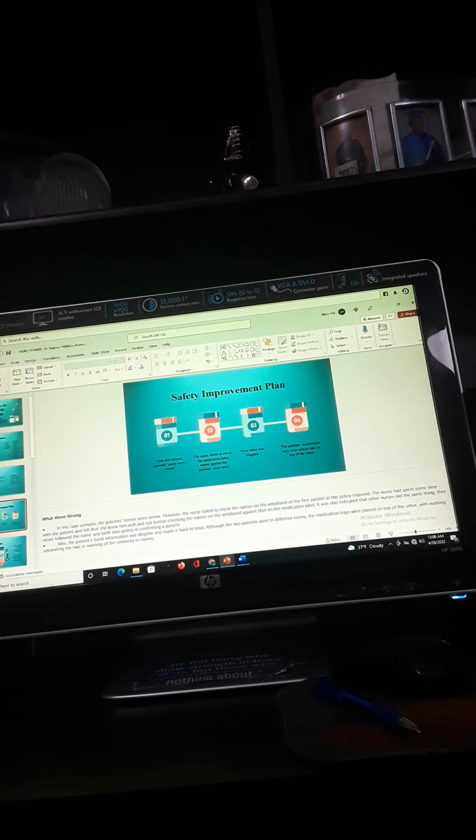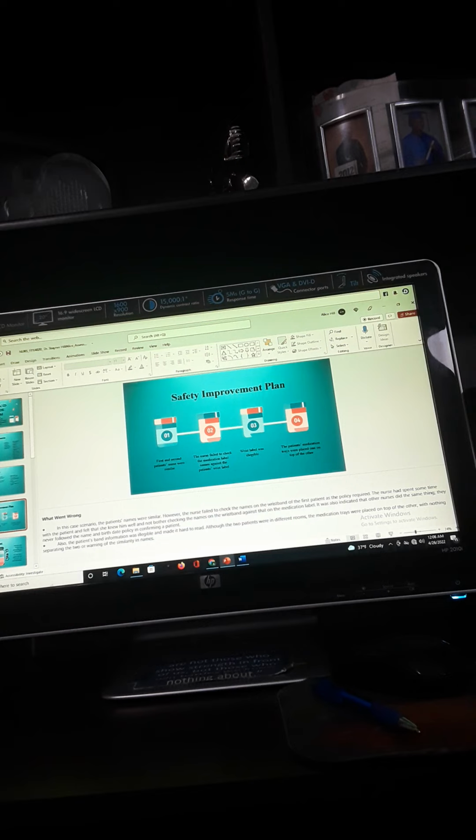Slide number 4, Safety Improvement Plan. What went wrong? In this case scenario, the patients' names were similar. However, the nurse failed to check the name on the wristband of the first patient as the policy required. The nurse had spent some time with the patient and felt that she knew him well, and she did not bother checking the name on the wristband against that on the medication label.